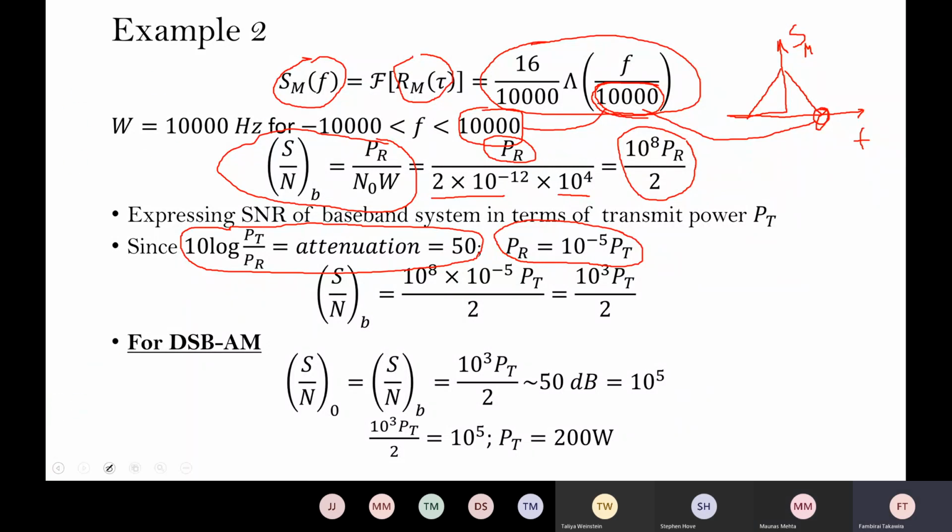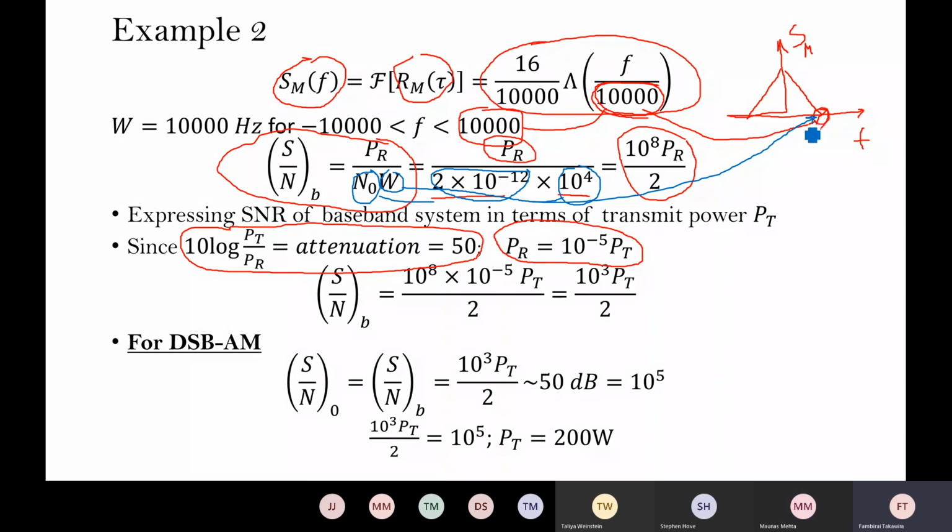So if I go back, let me get a different color pen so that there's not too much red. If I go back here, the N naught here is given as 2 times 10 to the minus 12. The W here, we have simply said that our W would be equal to 10,000, which is essentially this number here. W essentially is the value of the frequency at this point there. Making sense? Yes, sir, thank you.